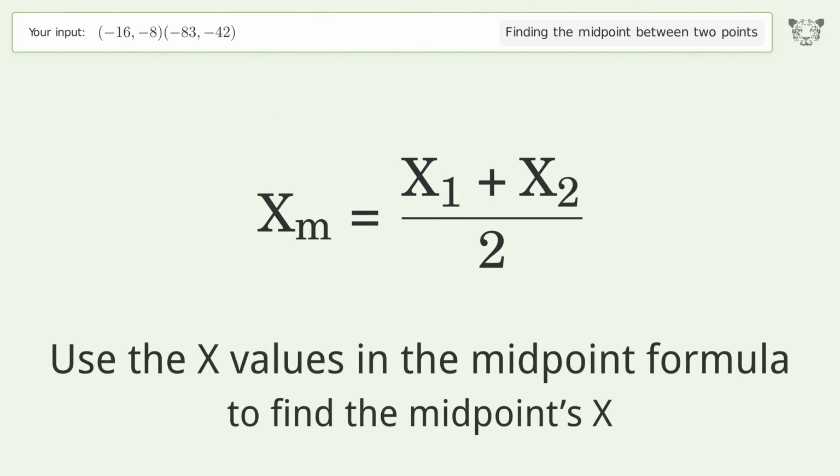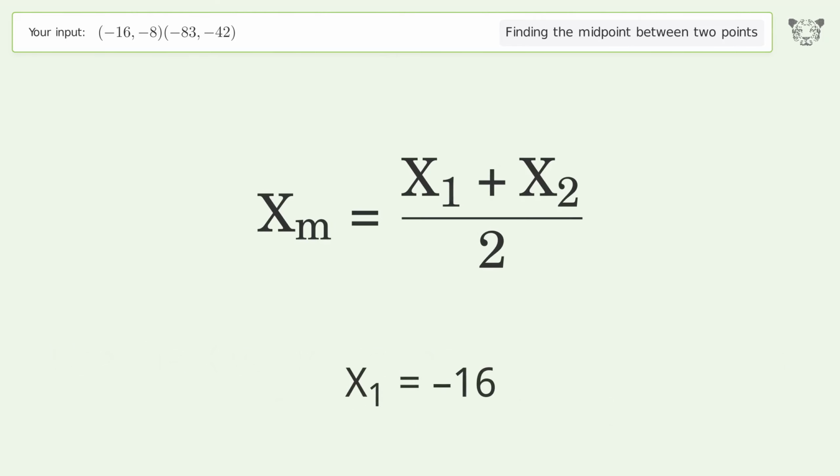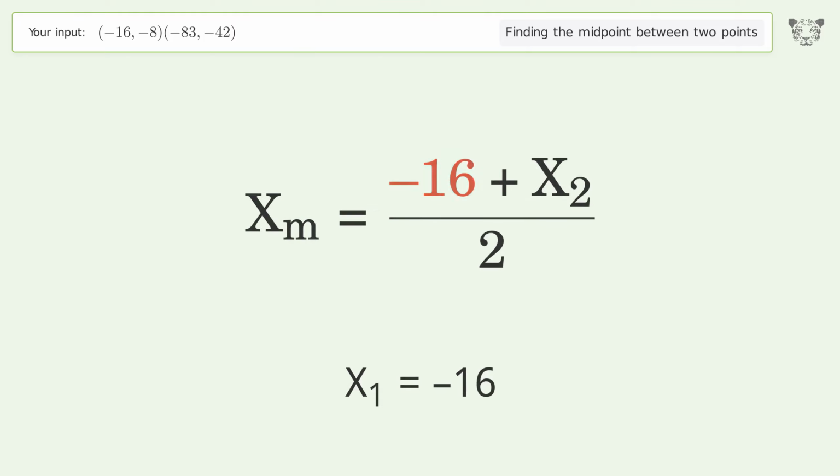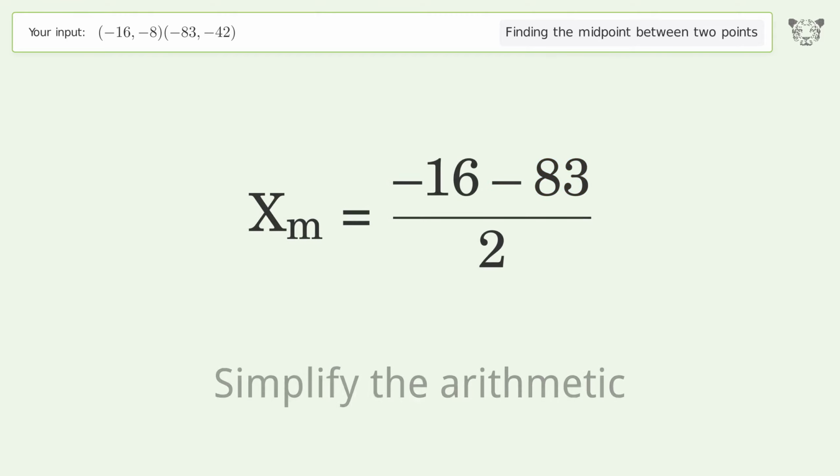Use the x values in the midpoint formula to find the midpoints x. x1 equals -16. x2 equals -83. Simplify the arithmetic.